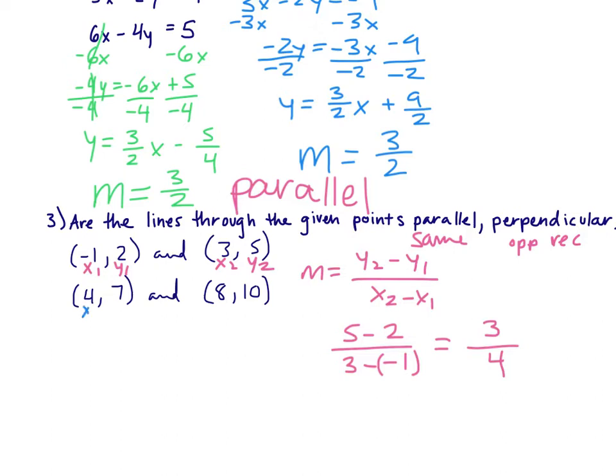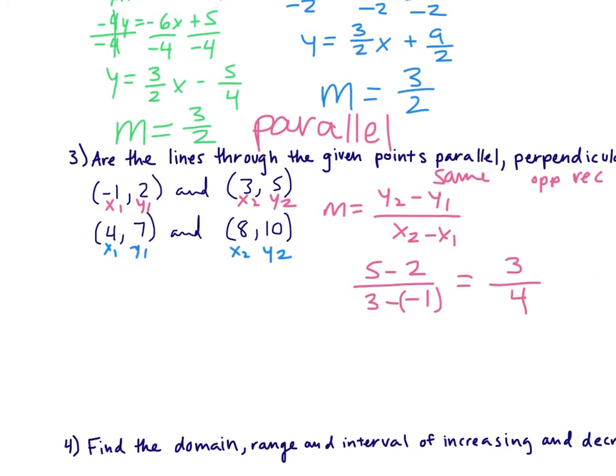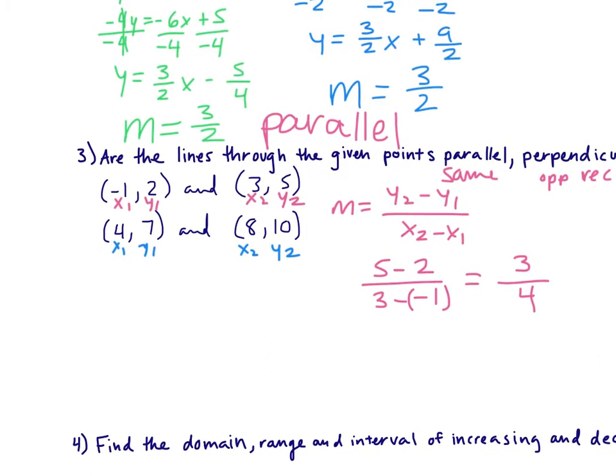And we do the same thing for our second set of points. So we have x1, y1, and x2, y2. And we plug them in. So we have 10 minus 7 over 8 minus 4. And we get 3 over 4. Our slopes are the same.